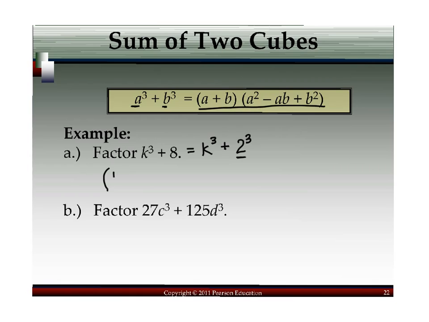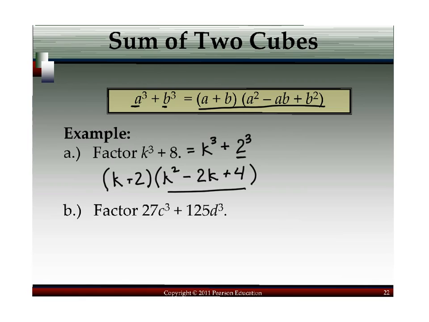So A plus B, so k plus 2, and then k squared minus A times B, so 2 times k, or k times 2, and then plus B squared. And B squared is 2 squared, so that is 4. Now this doesn't factor out any further than that, so don't worry about factoring that quadratic any further. Once you get to this point, you are done.